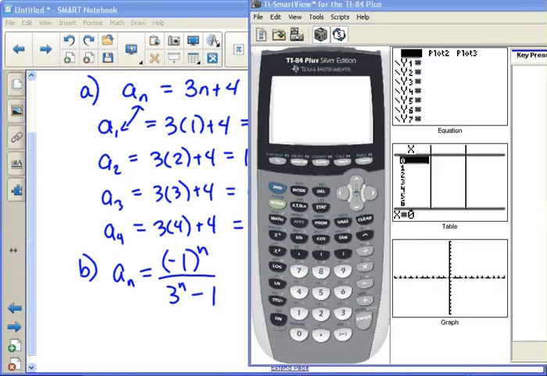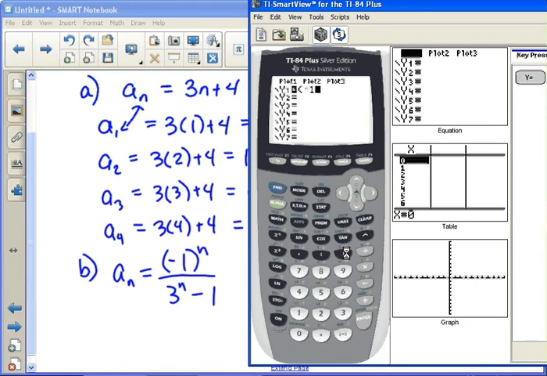Alright, so here you see your calculator. We're going to go to y equals, and we're going to plug in -1 raised to the x. We can just use x instead of n, that's no problem. Divided by parentheses 3 to the x minus 1, and then close the parentheses. You had to put those parentheses there to take care of the fact that it's in the denominator and you want to divide by the whole thing.